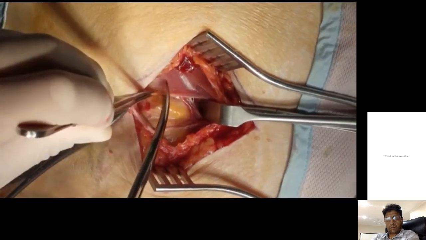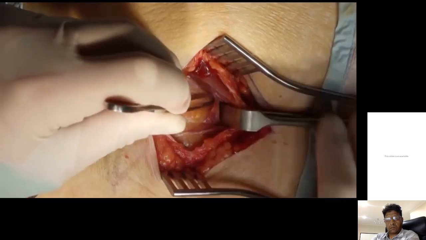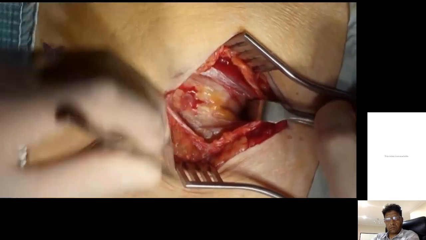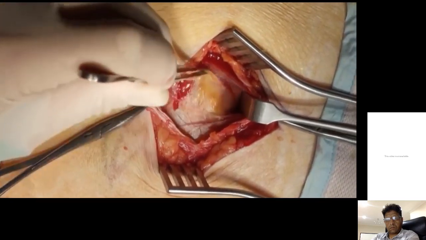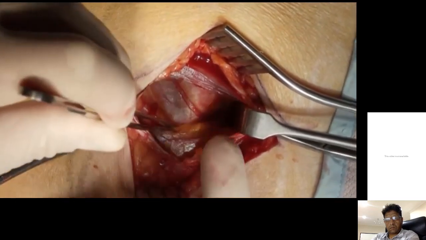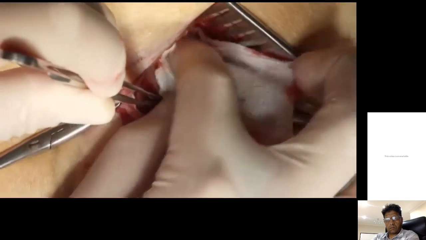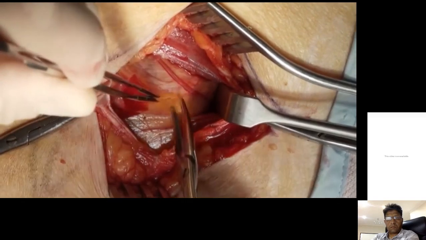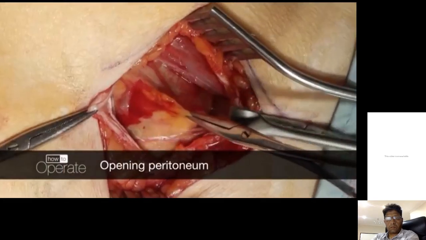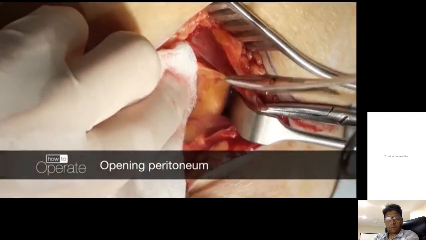So once we've retracted the rectus sheath medially, we should be pretty much onto this level, peritoneum alone. The posterior rectus sheath is usually a bit farther above this. A couple of clips, thanks. Thank you. So in the usual way, we open the peritoneum.